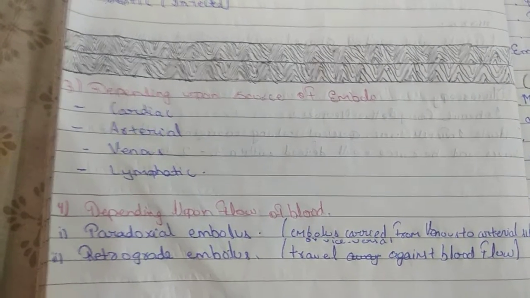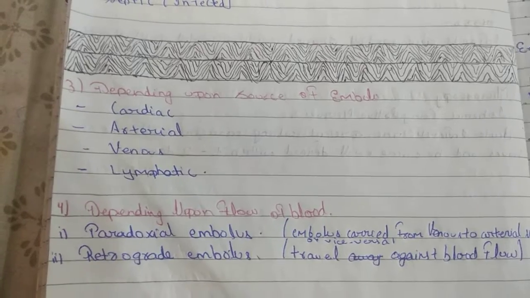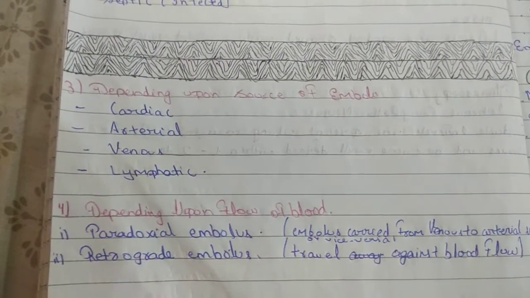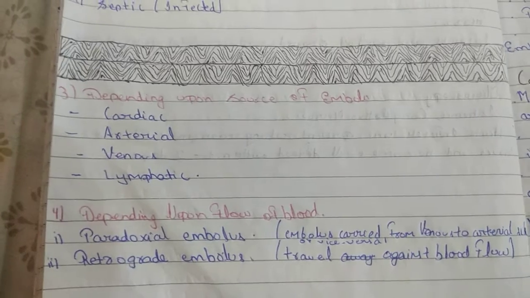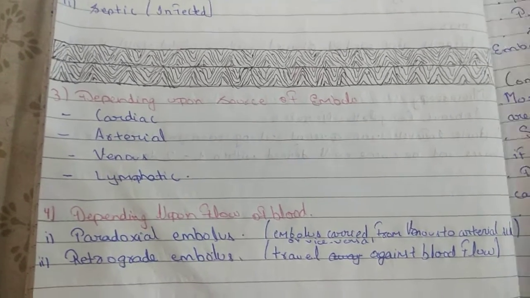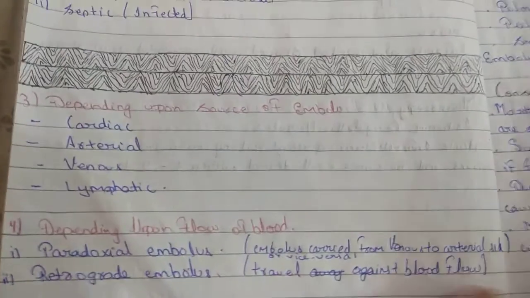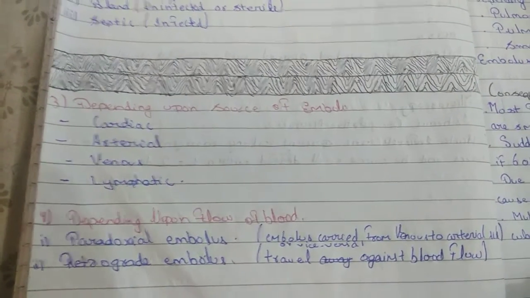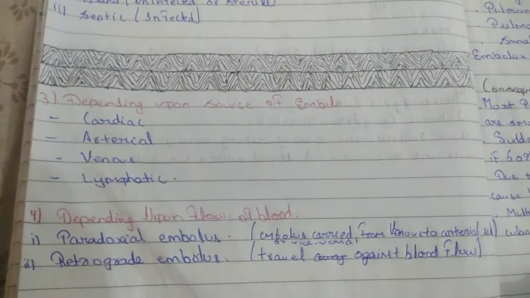Depending upon flow of blood, it is classified as paradoxical embolus as well as retrograde embolus. In paradoxical embolus, embolus is carried from arterial side to venous side or from venous side to arterial side. It is vice versa. And in retrograde embolus, it travels against the blood flow.